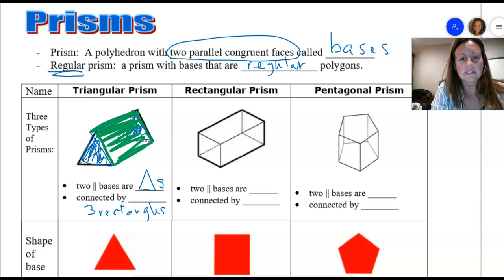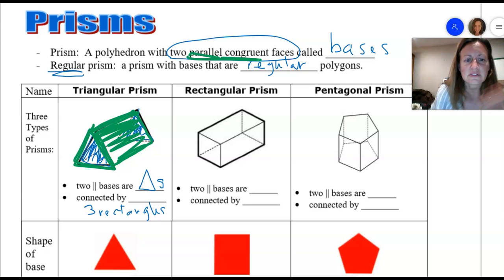You can see that it is intersecting with the bottom and the other side. But the bottom is a rectangle, the other side's a rectangle. So we can identify this as a triangular prism because the two faces that are parallel and congruent to each other are triangles. The one in the middle here is a rectangular prism.